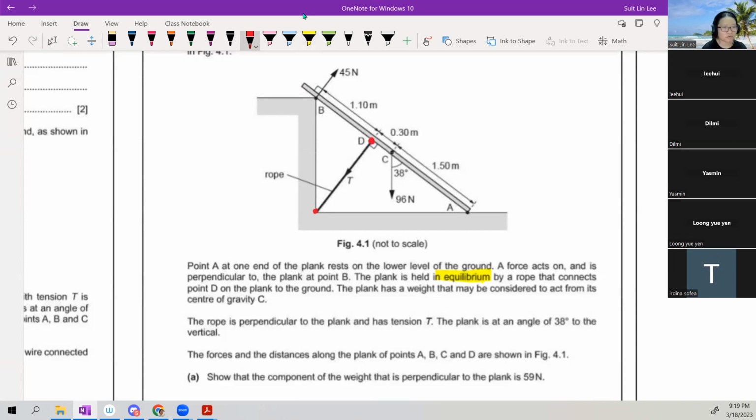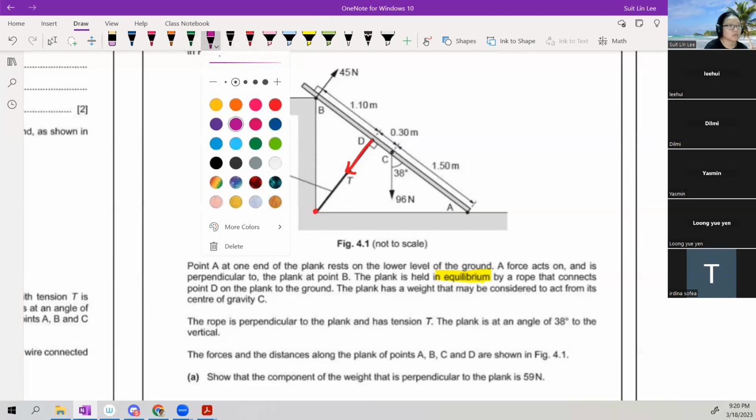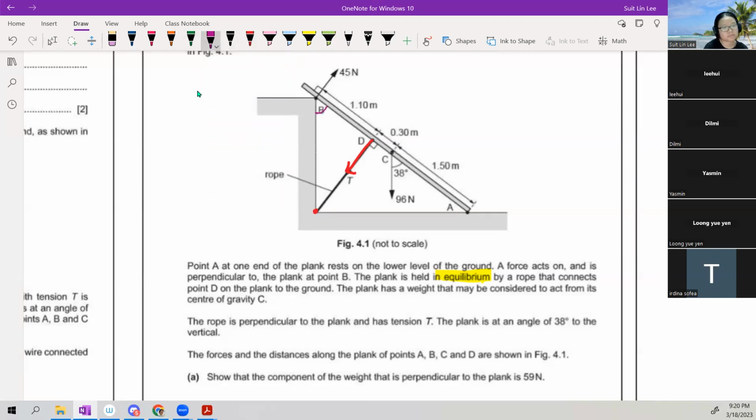The rope is perpendicular to the plank, already drawn, and has a tension T, also drawn. And the plank is at an angle of 38 degrees to the vertical. Meaning here is 38 degrees, this side. The forces and the distances are already labeled. So normally they'll start you easy because this is paper 2.